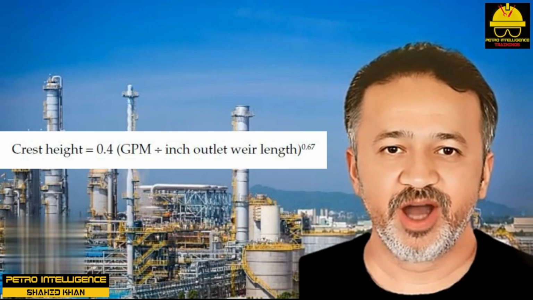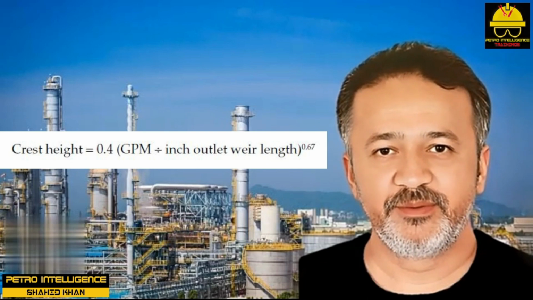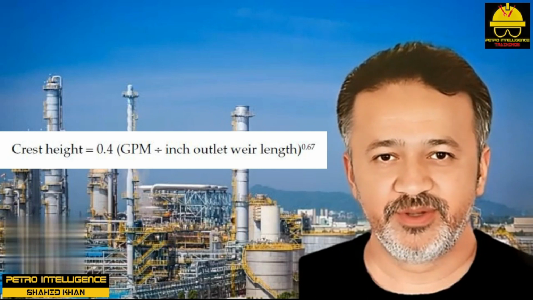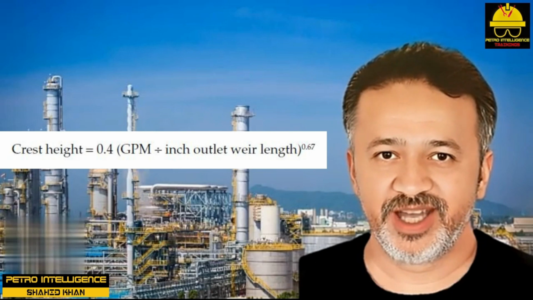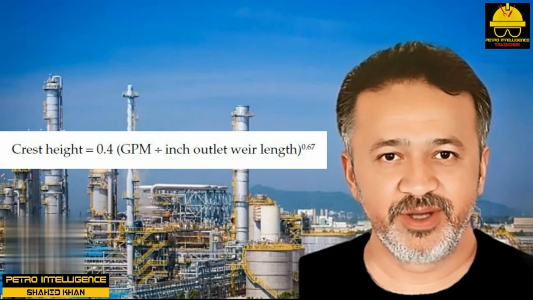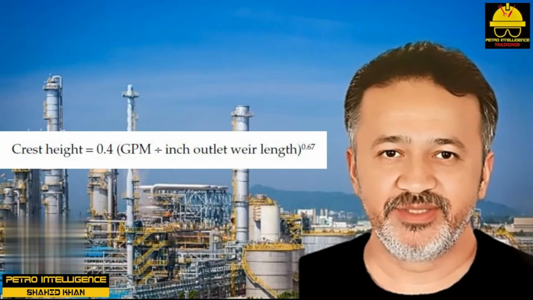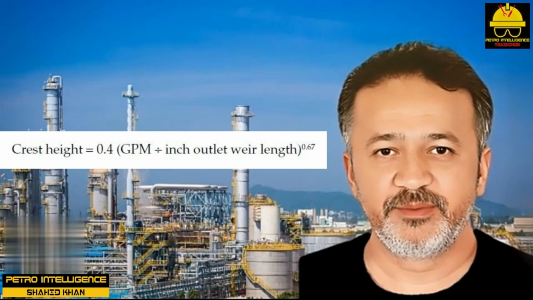Hydraulic tray pressure drop. The weight of liquid on a tray is created by the weir height plus the crest height. We have defined in a previous video that the crest is height in inches of clear liquid. As crest height equals 0.4 GPM divided by inch outlet weir length, caret 0.67. The actual height of fluid overflowing the weir is quite a bit greater than we calculate with this formula.